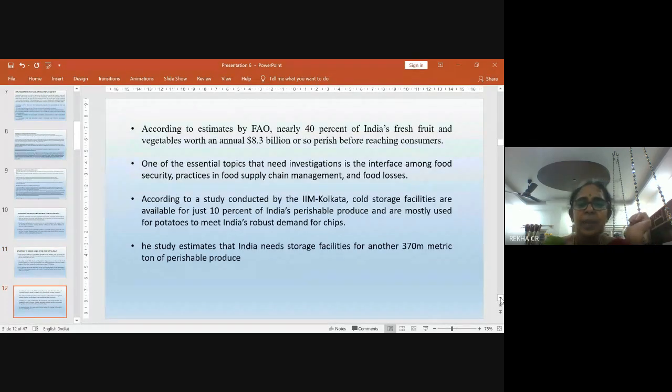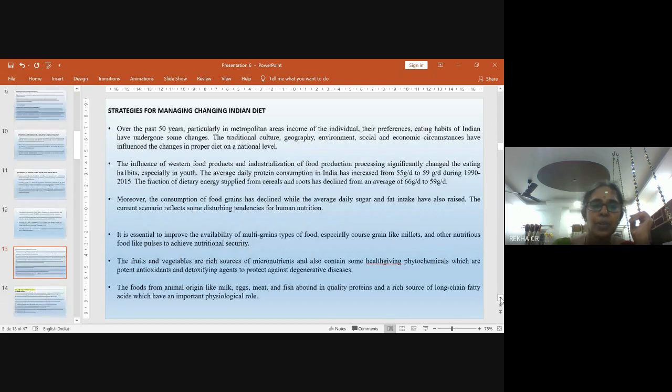According to the estimate of FAO, nearly 40% of India's fresh fruit and vegetables, worth an annual $8.3 billion, perishes before reaching the consumers. According to a study conducted by IIM Kolkata, cold storage facilities are available for just 10% of India's perishable produce, and they are mostly used for potatoes to meet India's robust demand for chips. The study estimates that India needs storage facilities for another 370 million metric tons of perishable produce.